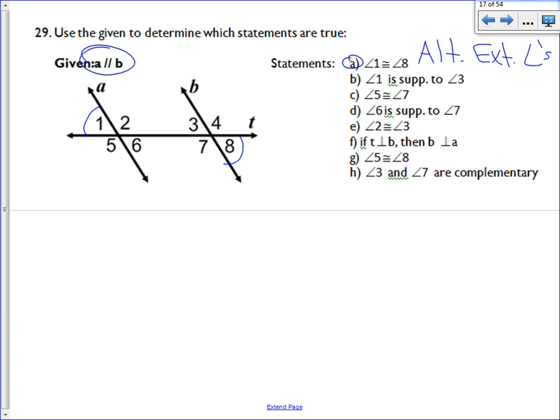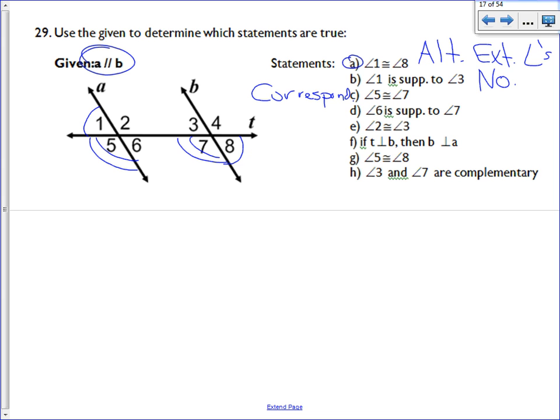Okay, angle 1 is supplementary to angle 3. Is that true? No. They're corresponding. And if both were right angles, it would be true, but they're not right angles. At least we're not told that they're right angles. All right, angle 5 is congruent to angle 7. This is true because of what reason? Corresponding angles.